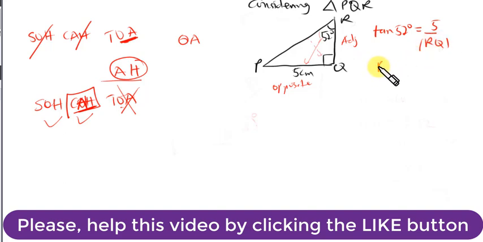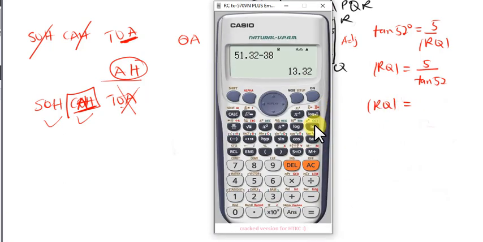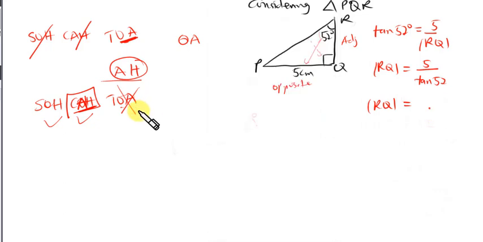Make RQ the subject, that is, change the subject, and you have 5 out of tan 52 degrees. So the length RQ is going to be 5 divided by tan 52 degrees. Let me pull out my calculator and type 5 divided by tan 52 degrees. All right, and I'm getting 3.9.